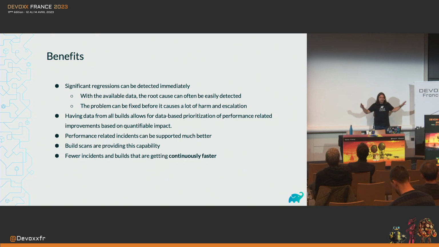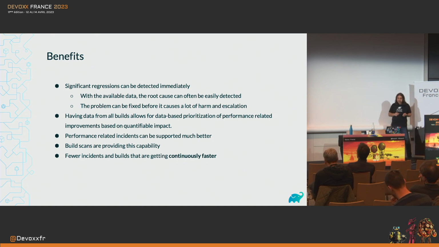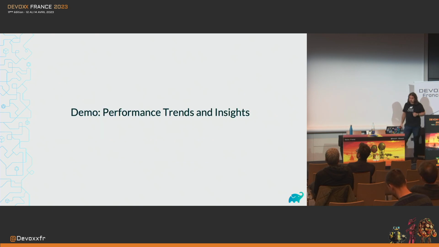Having data from all the builds allows for a data-based prioritization of performance-related improvements. So this is what we said before. If you have an hour to improve the build, where should you spend your time? With analytics, it's going to be an easy decision. Build scans provide this capability. Fewer incidents and builds that are getting continuously faster, as opposed to continuously slower.